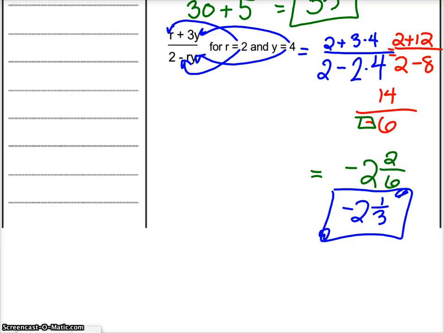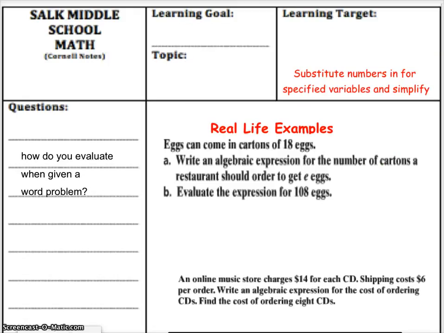Okay? All right. I'm only doing the last problem on this page. A real life example. Eggs can come in cartons of 18. Write an algebraic expression for the number of cartons a restaurant should order if they want a total of E eggs. Okay, if they want a total of E eggs, how many cartons should they buy? So how many in one carton? 18. So you want to chunk it into 18.